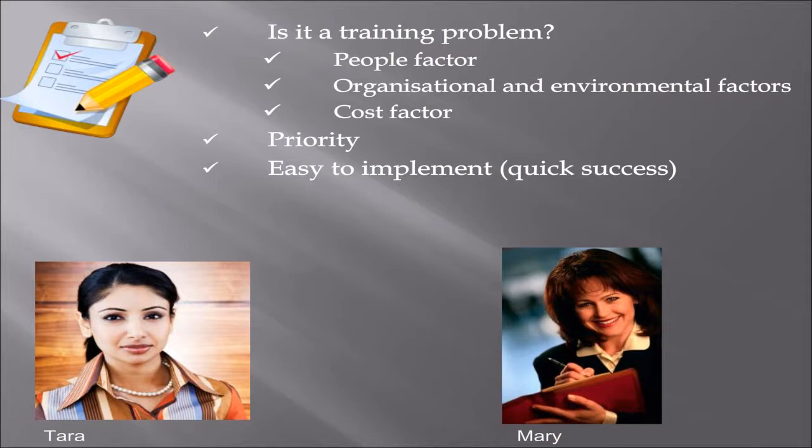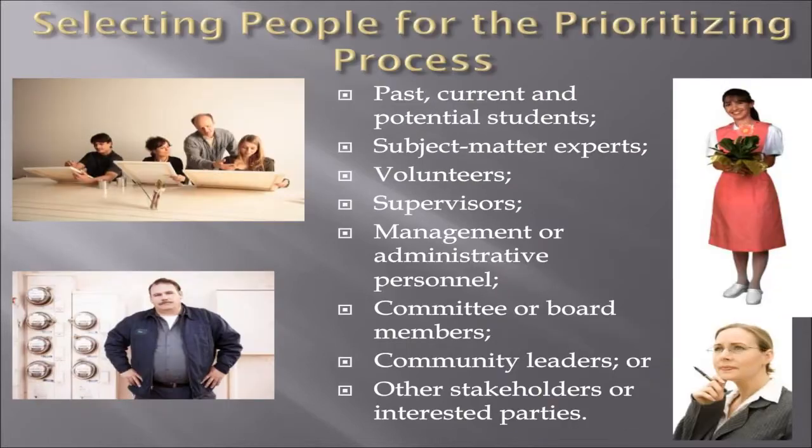She now has some guidelines to follow, but she's still finding the task difficult. As she talks it through with her colleague Mary, they agree that it might be best to involve other people within the organization in the decision-making process. After all, they all have a stake in getting it right. Tara and Mary decide to create an ad hoc group to participate in the prioritization process.